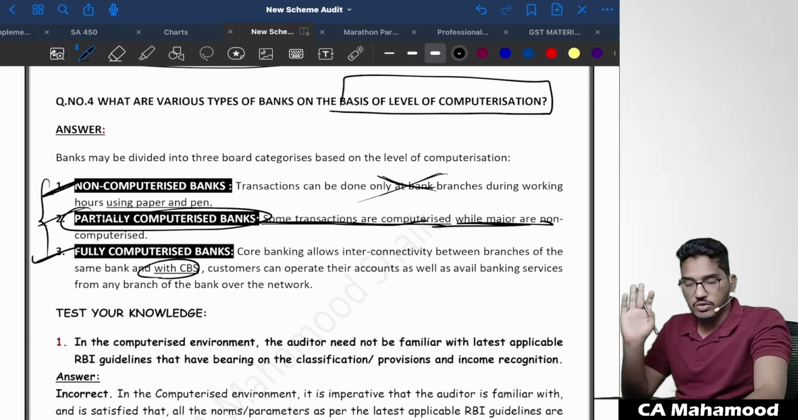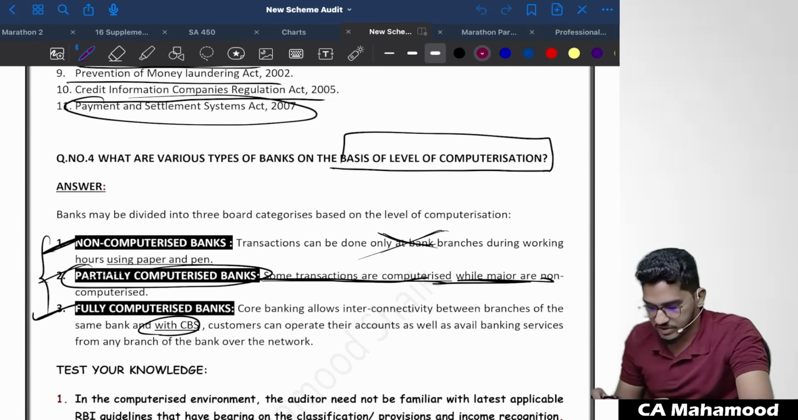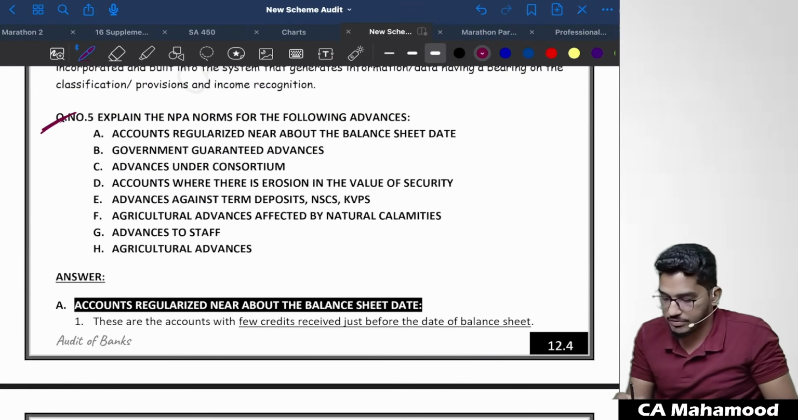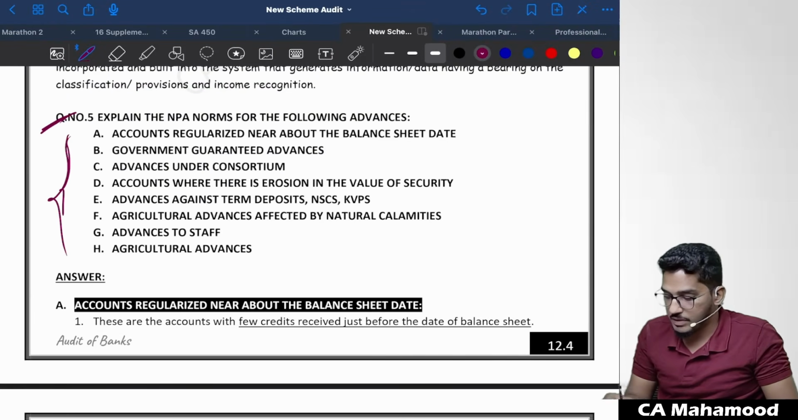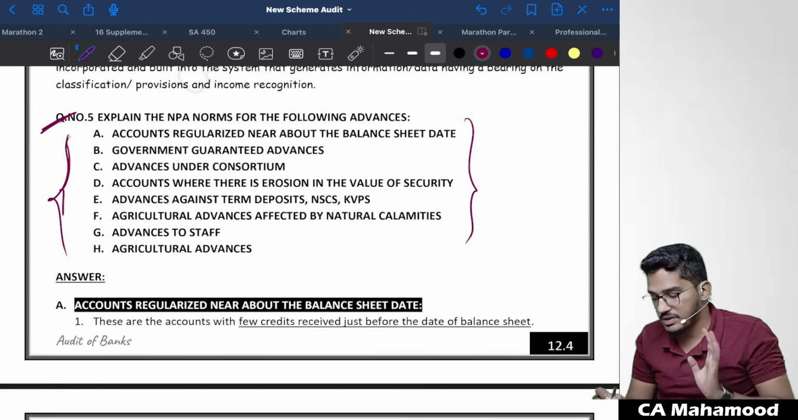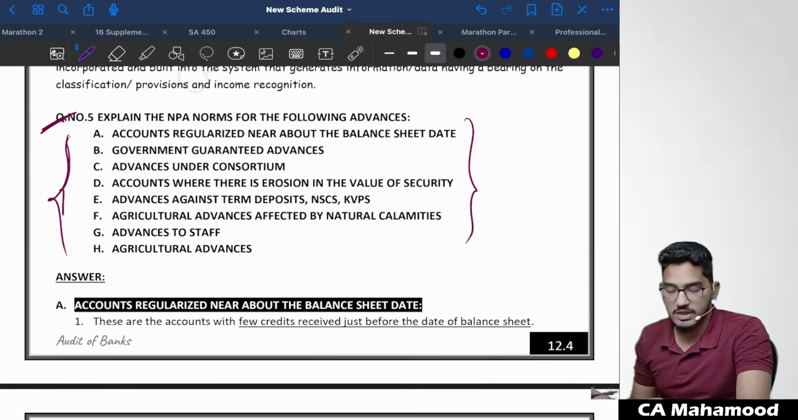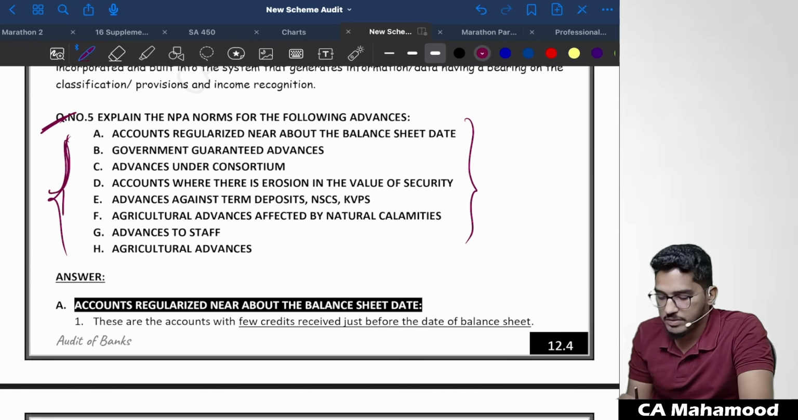So we are done with 4 concepts from this Audit of Banks till now. Let us now proceed further with the remaining concepts from this chapter, Audit of Banks. So question number 5 is going to be very important. This is the question which has been tested most of the times in the examination. So this is the major question from which, in the majority of cases, you will be able to find the question from this particular chapter. So what is this question number 5 about?